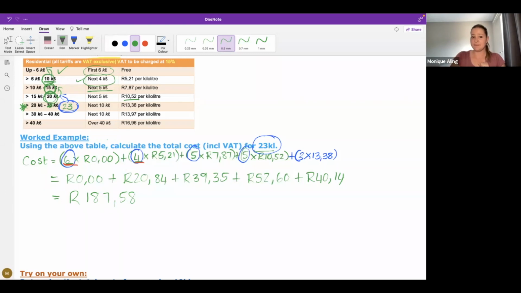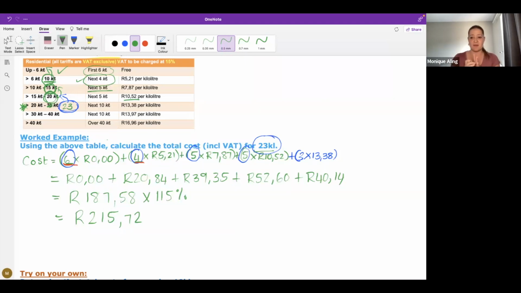Okay, now just remember, these amounts are VAT exclusive, and they wanted the answer to include VAT. So just a recap on last week's lesson, times by 115% to get our amount including VAT. So if we times by 115%, our final answer is 215,72.